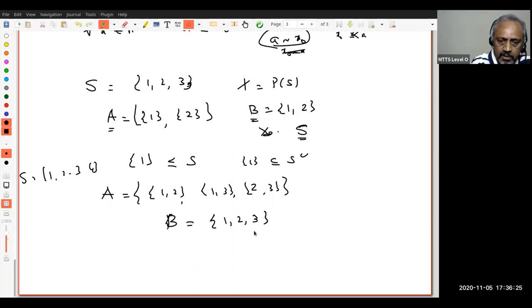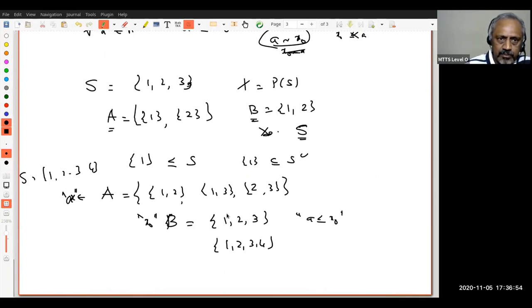You can see {1, 2} is a subset of B, and {1, 3} is a subset of B. Therefore, take any element of A, and this is my x naught: A is less than or equal to x naught. Do you understand this? Or I could have taken this to be {1, 2, 3, 4} also. So this is an upper bound.